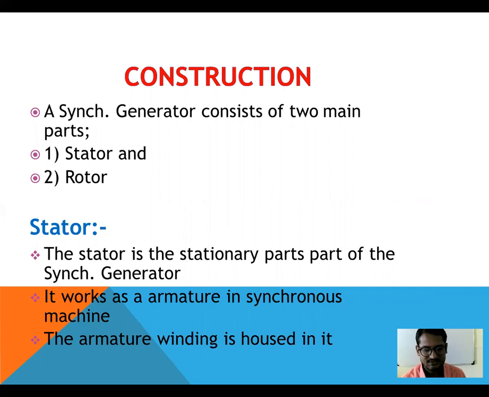It is cylindrical in nature and slotted in construction. Slots carry the armature winding. Along with the armature winding, it has various parts like the stator frame, stator core, and cooling arrangement. The frame may be cast iron or steel. The stator core is made up of high-grade silicon steel laminations. The three-phase winding is put in the slots of the stator.